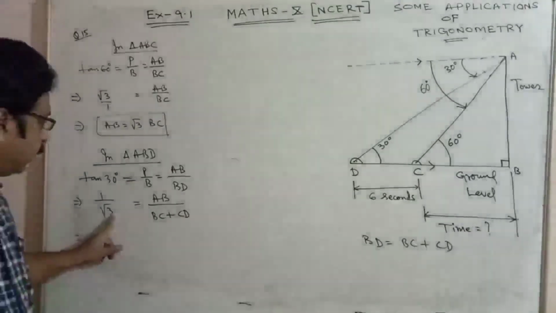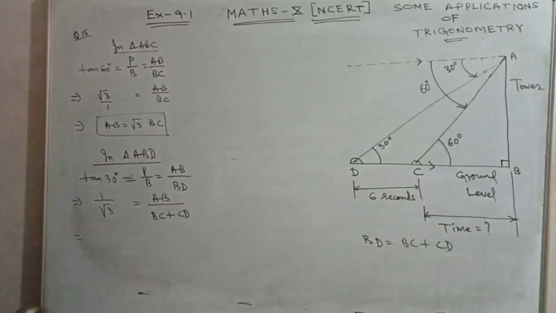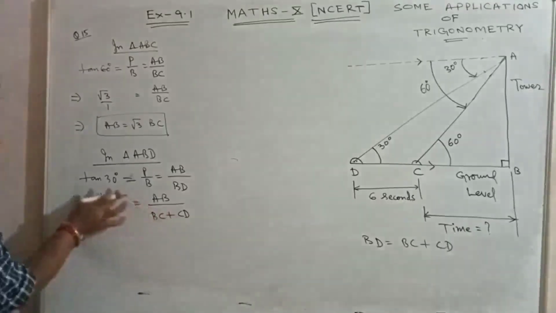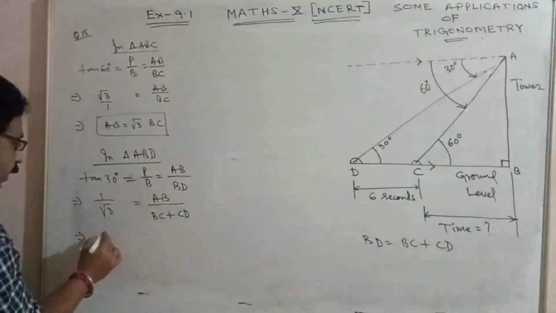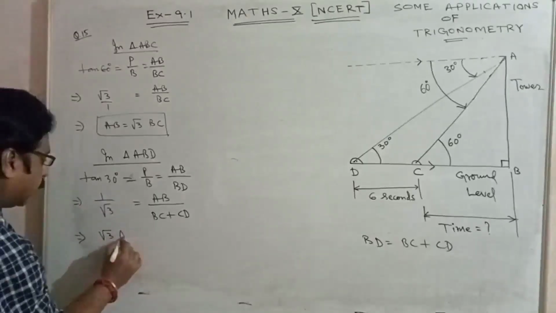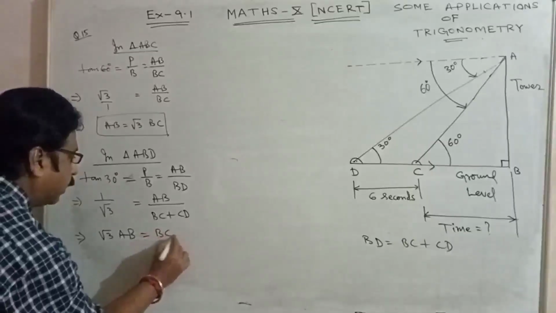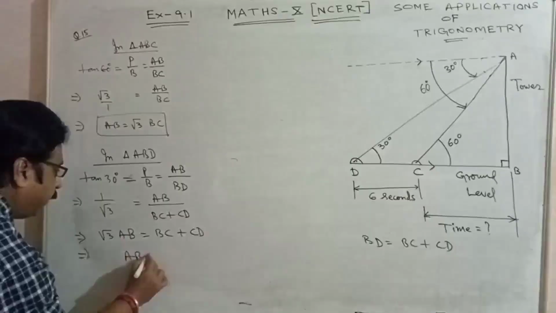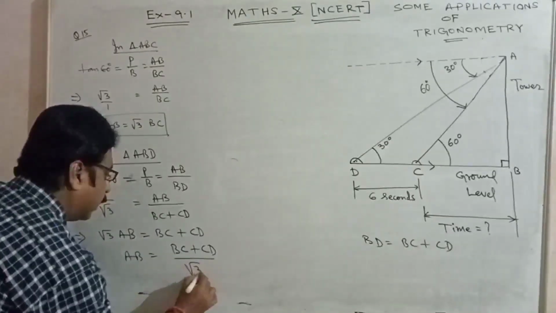Now root 3 shift here, then AB shift here. Or you have to do cross multiplication here. Suppose this BC plus CD you can shift here. It will be BC plus CD upon root 3, we can write AB. Or if you do not understand, make one more step. Root 3 into AB equals BC plus CD. That means AB equals BC plus CD upon root 3.